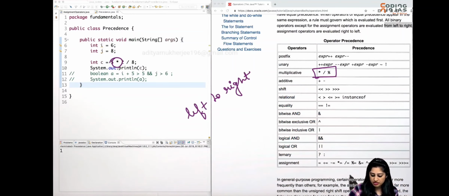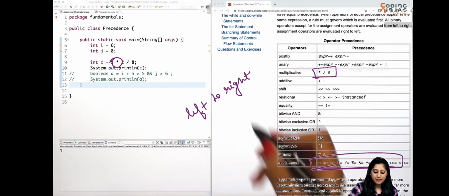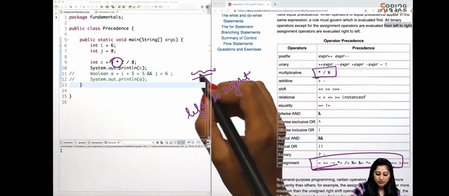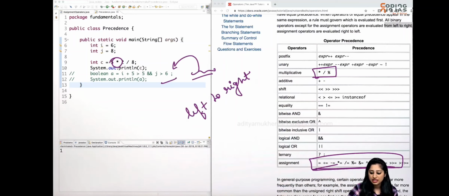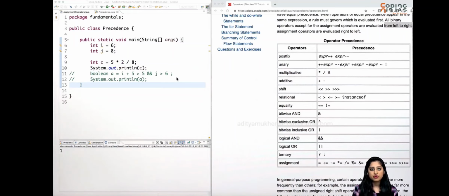For assignment operators, it is right to left. These are the assignment operators that we have talked about. So for them, it is right to left. That means the right side is evaluated first and then assigned to the left. Otherwise, for all binary operators, it's left to right. I hope this is something that you are clear about.